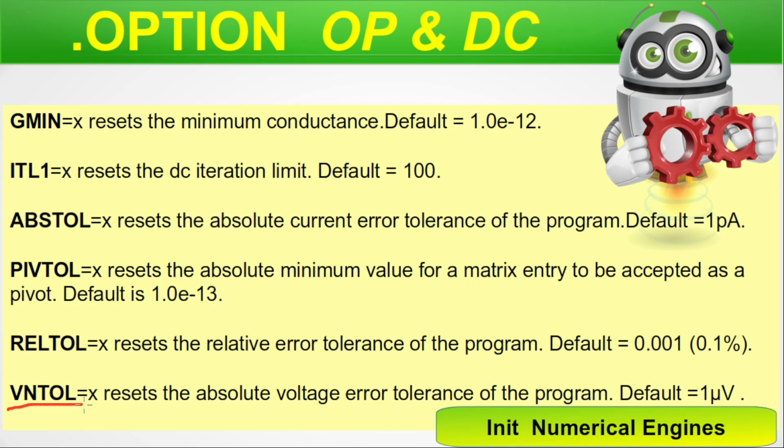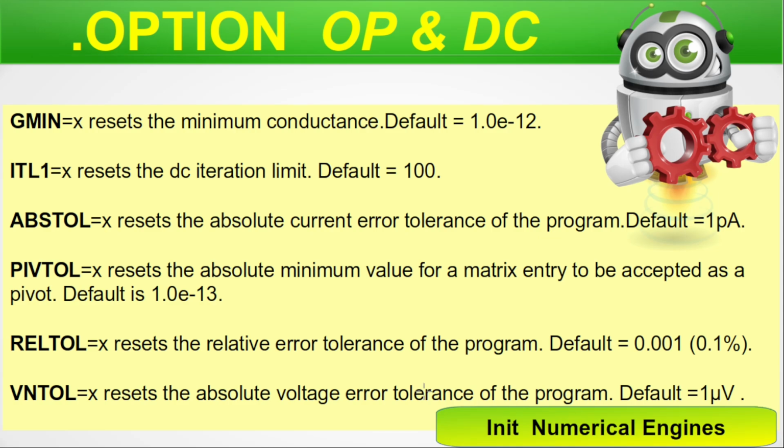Next is VNTOL equal to X, which resets the absolute voltage error tolerance of the program. Default is 1 microvolt. So again, this is a voltage level tolerance where you give relaxation to the simulator, so that you can have this much relaxation while your calculation is there. So plus or minus this value is okay for any value calculation that you are doing. This is how you either tighten the accuracy or loosen the accuracy. That means you are allowing the simulator to behave as you wish.